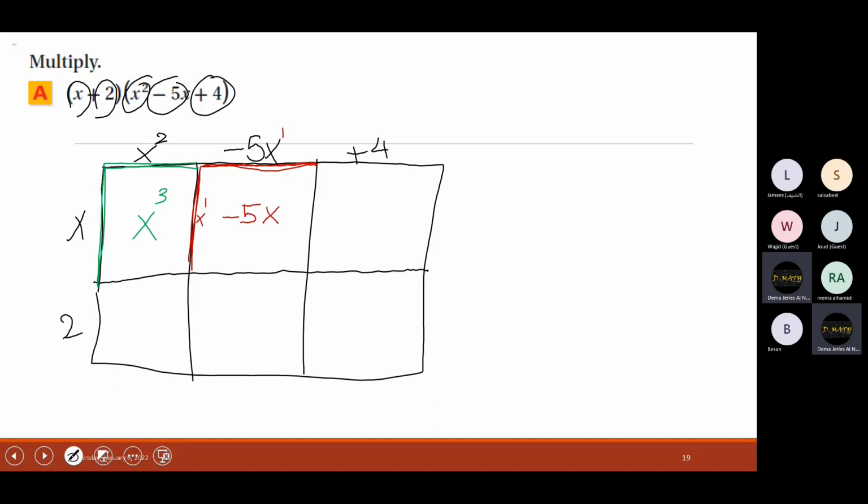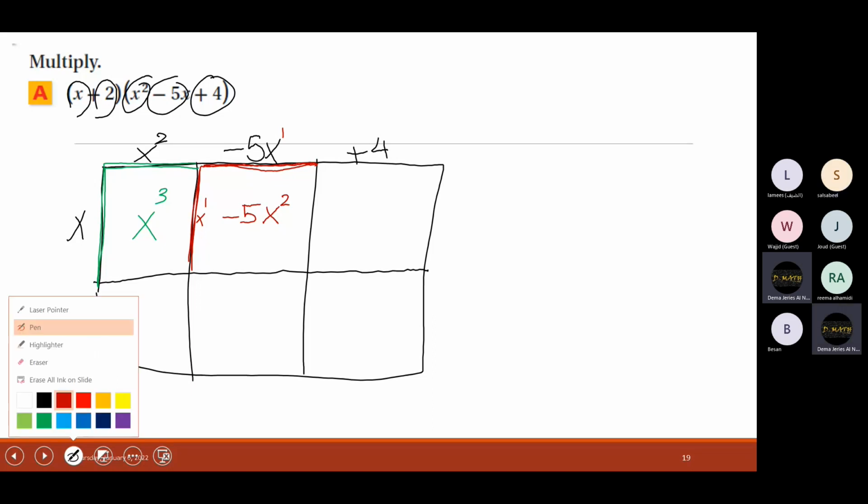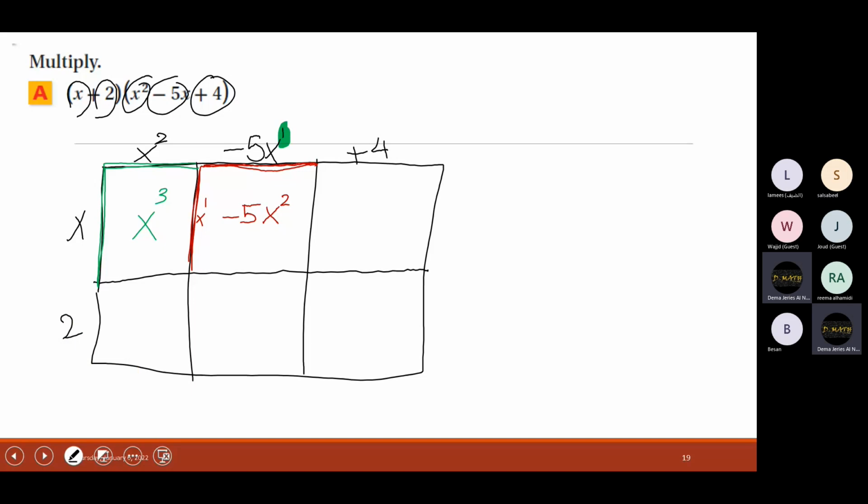1 and 1, x to the power of 2. So negative 5x squared. For the first one, you multiply x squared with x, and you add the 2 and the 1, so it will be 3. Now negative 5x with x is negative 5x squared.